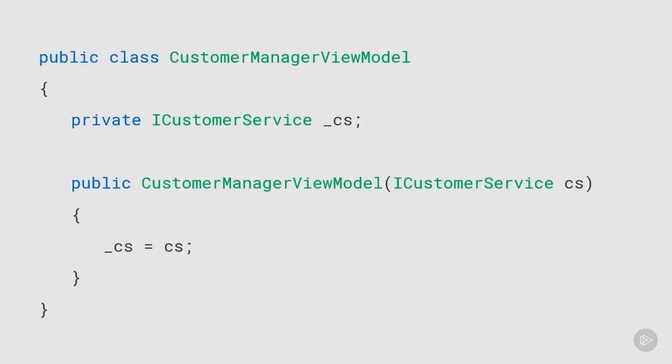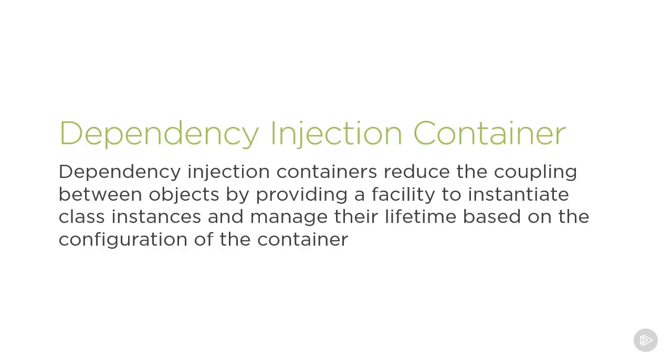Then when we want to use that functionality, we can pass the interface in as a dependency to a class that wants to consume the functionality, as seen here. We pass in the ICustomerService interface in the constructor. That way we can use any implementation of the interface. Dependency injection containers reduce the coupling between objects by providing a facility to instantiate class instances and manage their lifetime based on the configuration of the container.